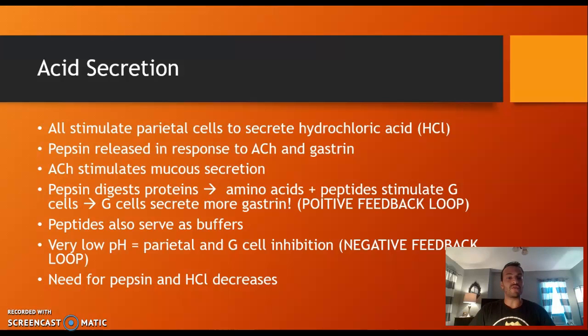Peptides also serve as buffers. That's extremely important because if our acidity falls way below 1 or 2, we will have parietal and G cell inhibition, which results in a negative feedback loop. That means our digestion is going to slow down as time goes by because we don't need any more pepsin or HCl when it's getting way too acidic.